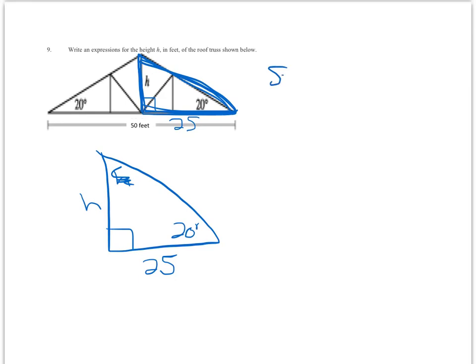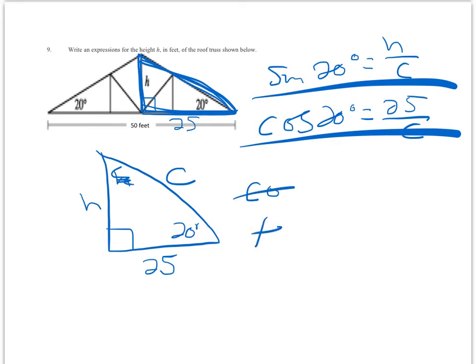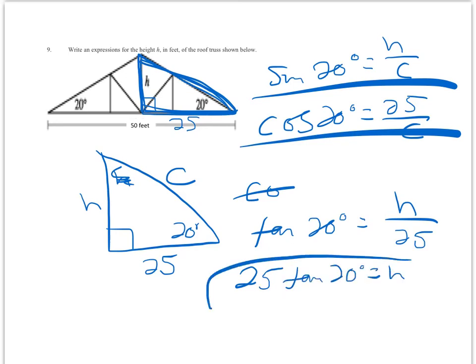Right angle trig. Sine of 20 degrees would be the opposite leg over the hypotenuse. Let's say that hypotenuse is c, which is not going to help us. Cosine of 20 degrees is the adjacent leg over the hypotenuse, which is not going to help us. We want to use h and the 25 and the 20. So tangent of 20 degrees is the opposite leg over the adjacent leg. This is going to help us. If you get h by itself, you can multiply both sides by 25, and you get 25 tangent of 20 degrees is h.